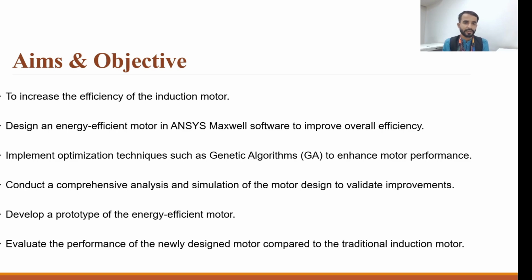Now, here are our aims and objectives. What we did in this project, we basically increased the efficiency of the induction motor. In the second point, design an energy efficient motor in ANSYS Maxwell software to improve overall efficiency. Implement optimization techniques such as genetic algorithm to enhance motor performance. Conduct a comprehensive analysis and simulation of the motor design to validate improvements. All right. So here are our aims and objectives. We did all these things during our project.